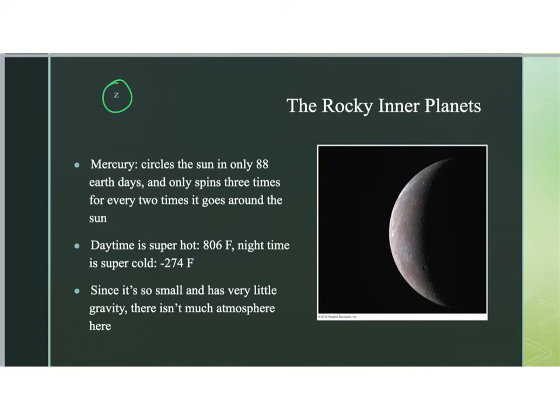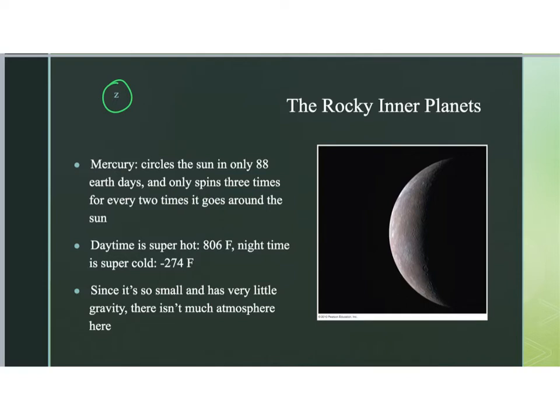So the rocky inner planets, starting with them. Mercury circles the sun in only 88 Earth days. So it only takes about 3 Earth months to get all the way around the sun. So 1 year on Mercury is 3 months on Earth. So you'd be, let me see, crunch some math a minute. There's 12 months in a year, divided by 3, is 4. So take your age, multiply it by 4. That's how old you'd be on Mercury. So you'd be more years number-wise, but I mean, you'd be the same age. You'd have been around the same amount of time.